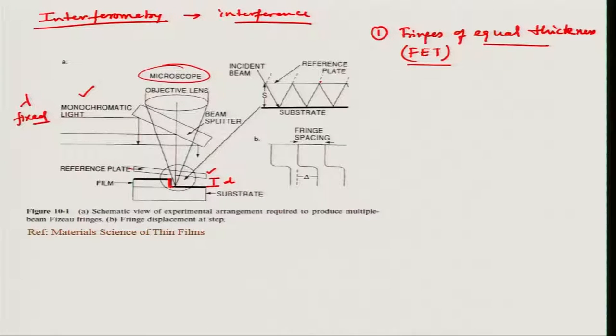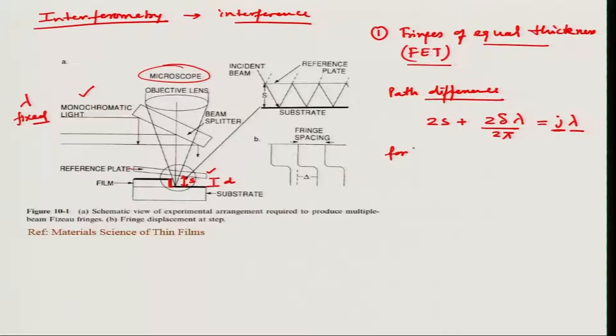Now suppose this distance is S. The path difference for two rays would be 2S plus 2 delta lambda over 2 pi, and it should be equal to an integer multiple of the wavelength for constructive interference.